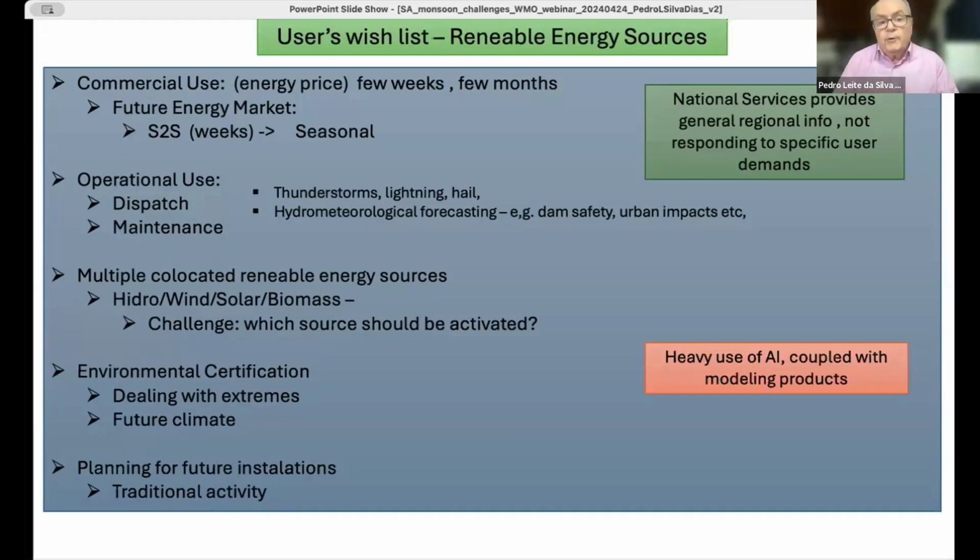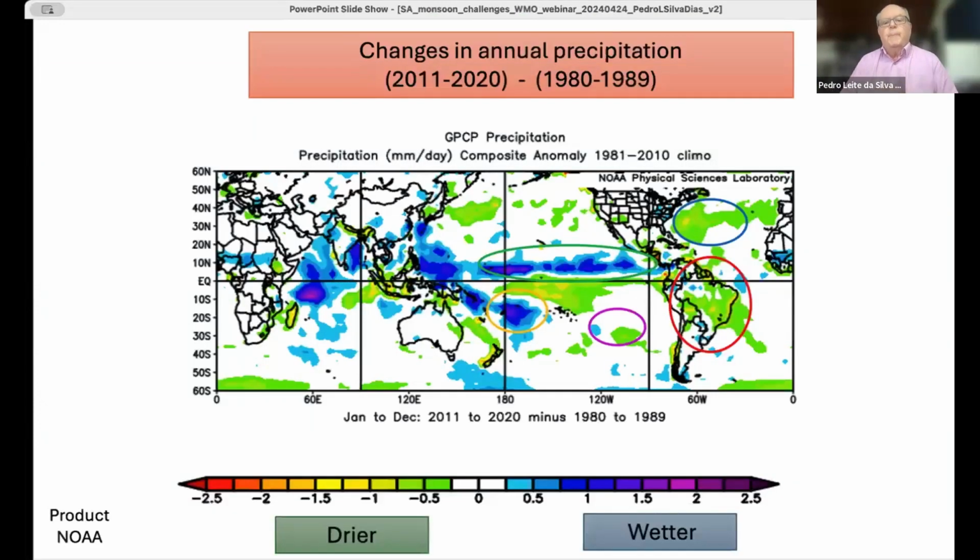Can you imagine, from the point of view of meteorological guidance, how difficult it is to provide information for this kind of user, because they actually want to optimize the use of each renewable source. And of course, there's a demand for environmental certification. Dealing with extremes is the main question here, and future climate, so the sustainability of the energy source. And of course, planning for future installation, which is a traditional system.